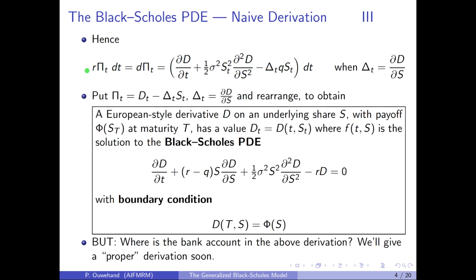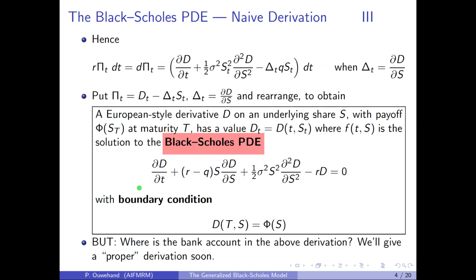Now this equation holds only when the number of shares that we are short, namely delta, is equal to partial d by dS. In other words, when we have removed the noise. Note that we can cancel the dt's. Moreover, the value of the portfolio pi is just equal to the value of the derivative minus the number of shares times the value of the share. And since delta is partial d by dS, we can rearrange the right side and the left side to obtain the following partial differential equation, as you can easily verify.